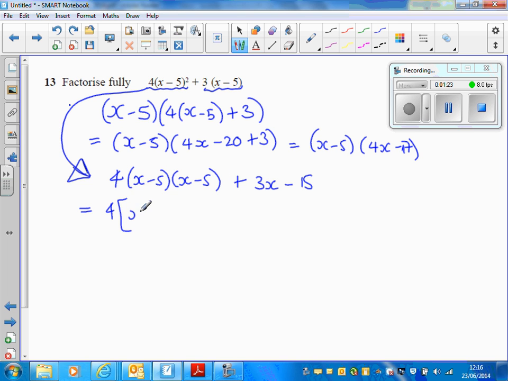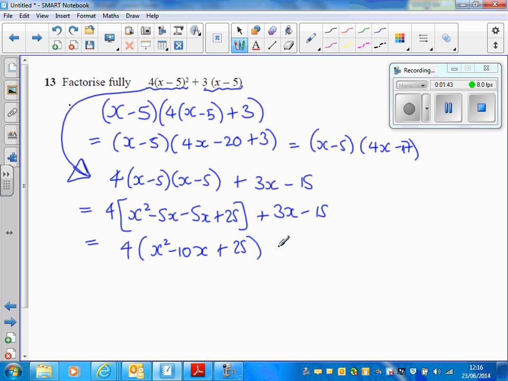So x times x is x squared. X times minus 5, well, that's minus 5x. Minus 5 times x is minus 5x. Minus 5 times minus 5 is plus 25. And then that's plus 3x minus 15. So if we simplify what we've got here, that's x squared minus 10x plus 25 plus 3x minus 15.